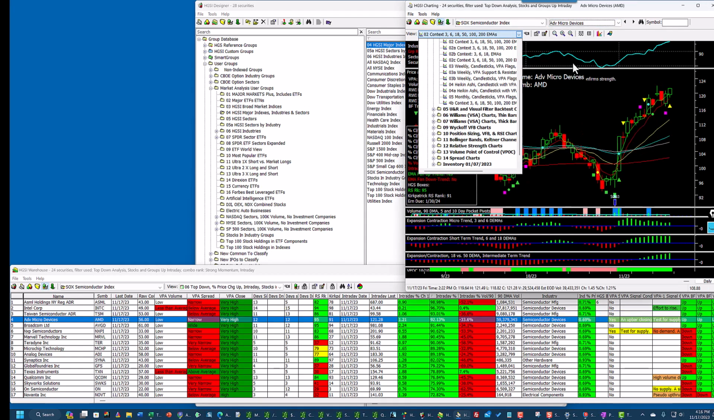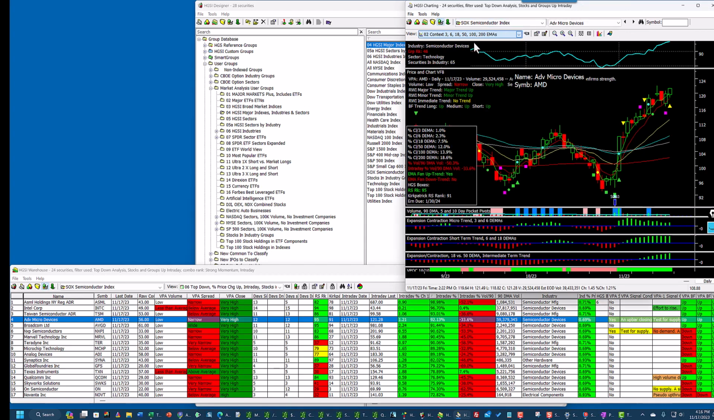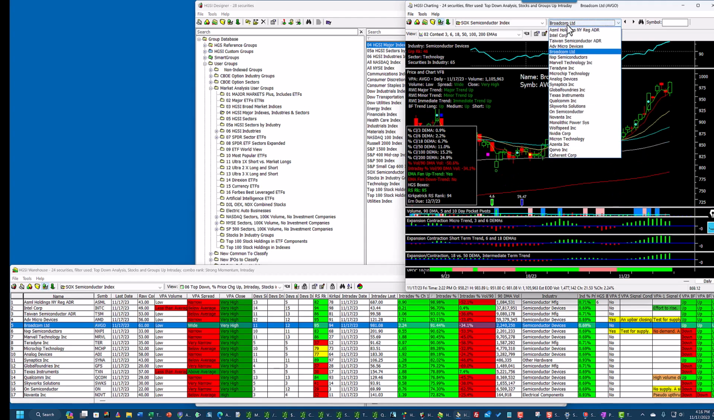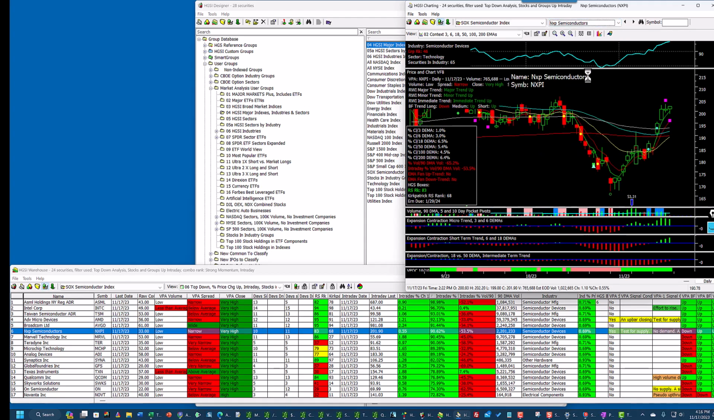Okay, this is AMD. Same thing. This is the low risk entry. Here's Broadcom, that expensive stock. NXP, stopping volume. Couple of hammers. These hammers indicate that the buyers are closing this stock at the high of the day, and when the group took off, it took off too.